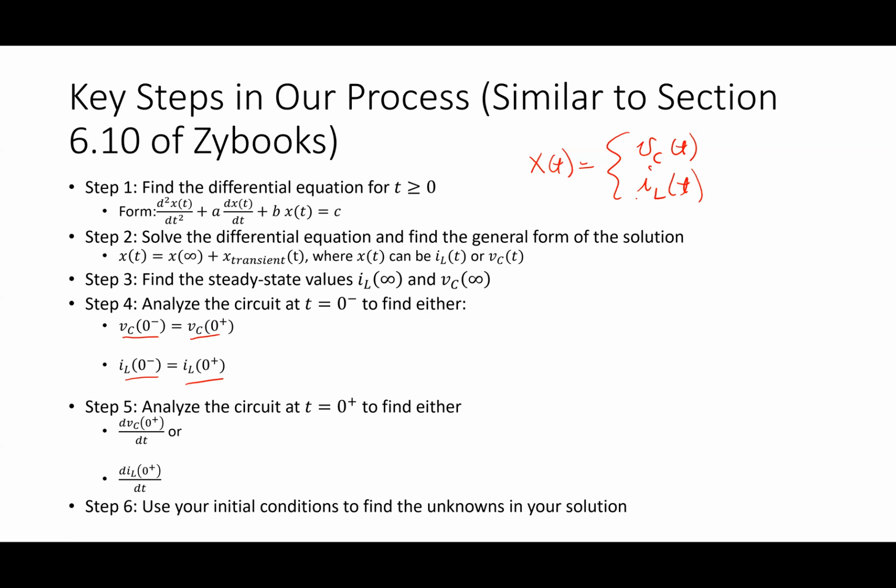All right. So what's this? So solve it. X infinity plus X transient. What's X infinity? What's the term we use for that? Steady state. That's my steady state solution, right? And my step 3 is to find the steady state values. All right. So how do I find the steady state values? What simplifications do I have to make in the circuit?